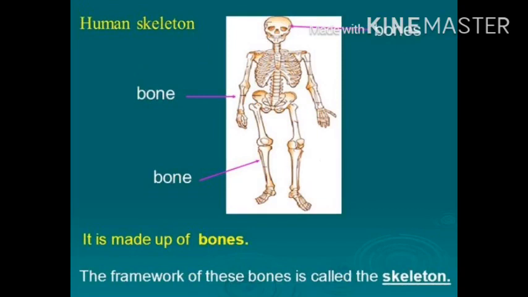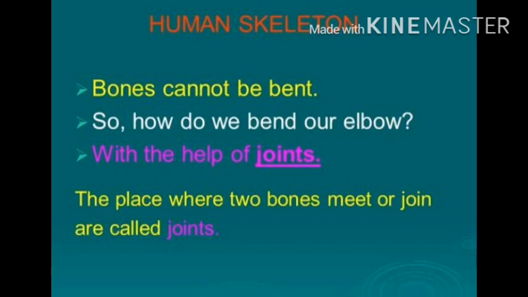Now it is a human skeleton. You see bones everywhere in our body. Our body is made up of bones. The framework of those body bones is called skeleton. Human skeleton. Bones cannot be bent. So how do we bend our elbow? With the help of joints. The place where two bones meet or join is called a joint.